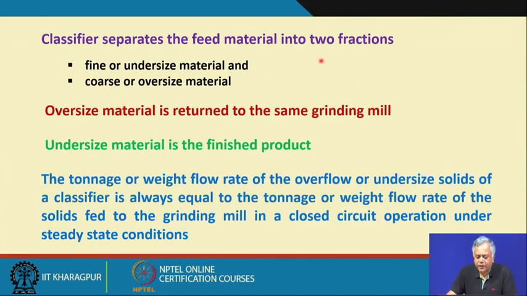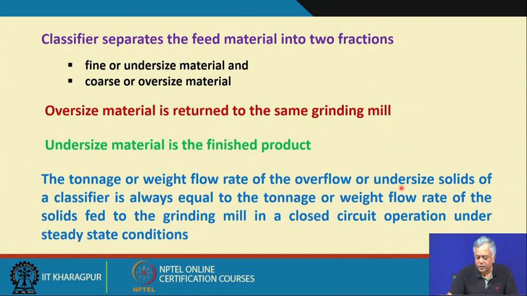The classifier separates the feed material into two fractions, that is fine or undersized material and coarse or oversized material. The classifier in this case is a hydrocyclone, again and again I am mentioning that. Oversized material is returned to the same grinding mill, and undersized material is the finished product for that circuit, which is being sent to your downstream processes.